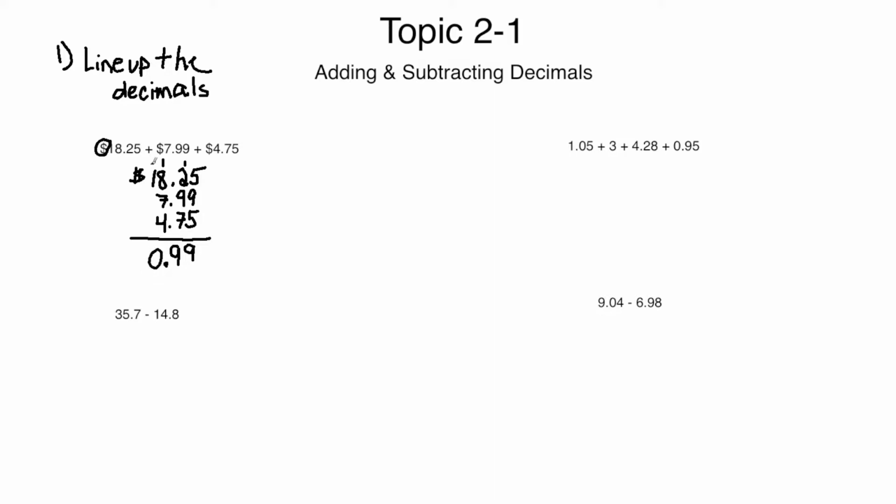So we put the 0 down and carry the 2 up. 2 plus 1 is 3. And bring down the money sign. Go ahead and circle your answer. And did you get $30.99? Awesome job.